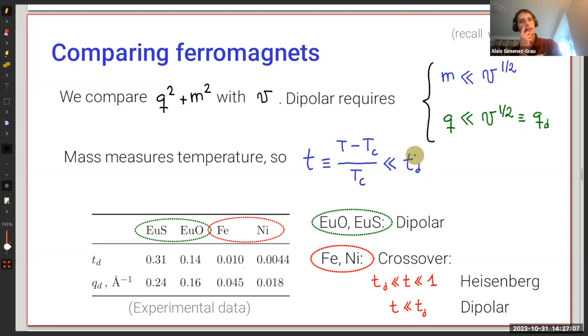So indeed, the point is that we have a way to estimate these numbers. Let's say you do an experiment at a certain reduced temperature. Now you go to this table and you ask, is my reduced temperature much smaller than T_D? If it is, then maybe I'm observing dipolar effects. But if I don't have enough experimental resolution to reach a reduced temperature much smaller than T_D, then I'm only going to observe Heisenberg behavior. So that's the main message of this slide.